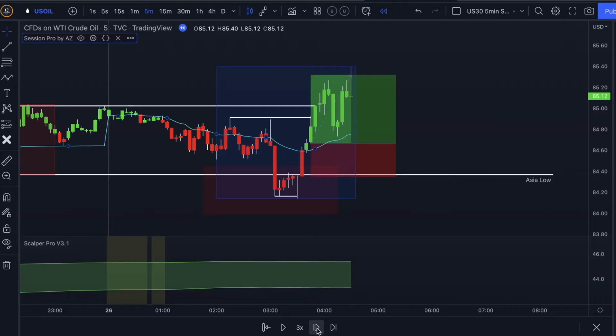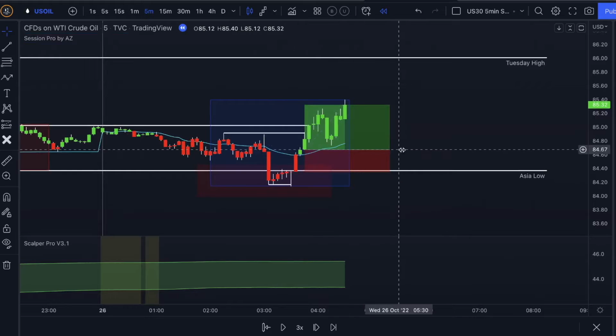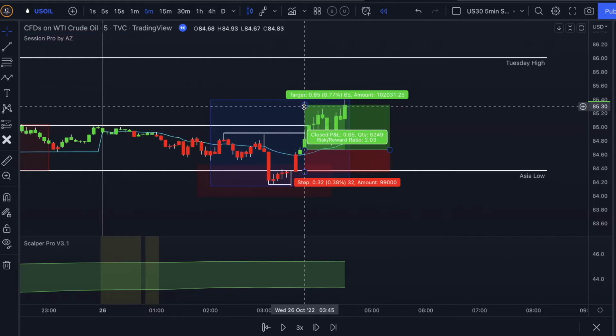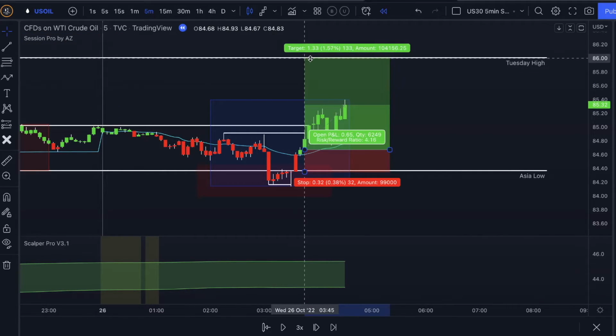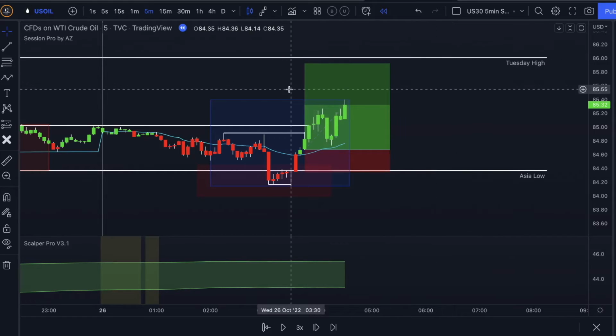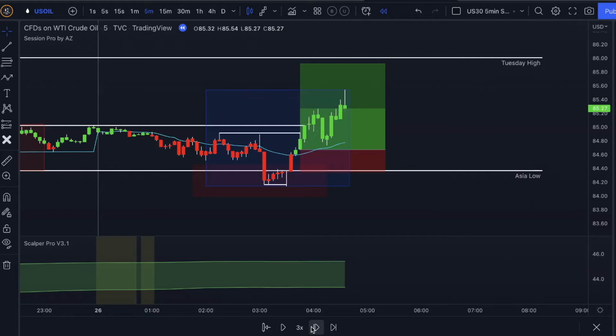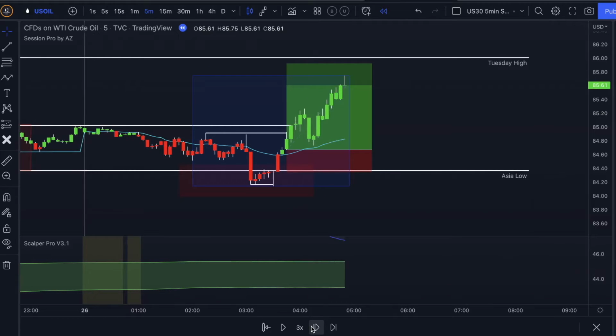So let's continue. So we hit our take profit of 2 to 1 pretty easily, but I left a little runner in my position, targeting the Tuesday high. Usually what I do, I like to place it a few points or ticks or whatever below this high, just to play it safe. And let's see what happened.